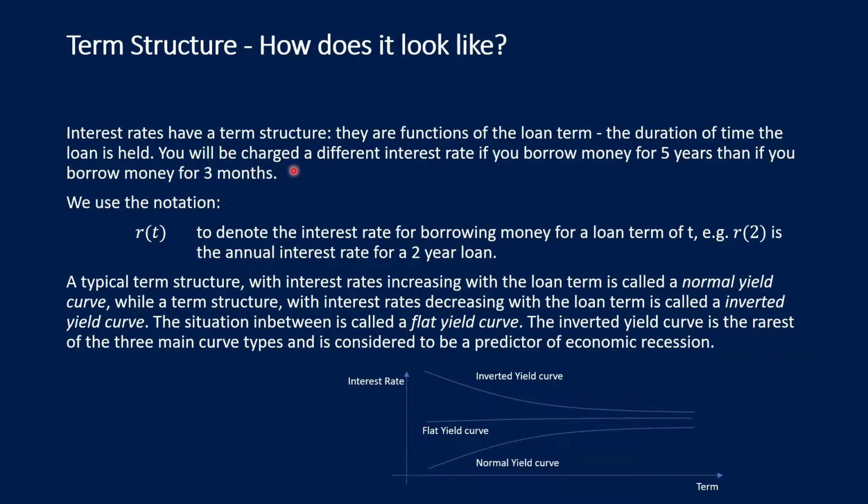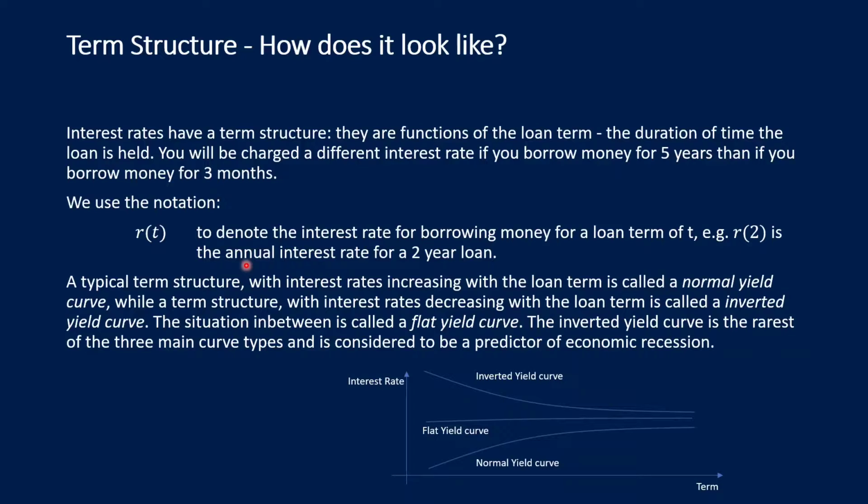So we need a certain notation for that. We again use the small r, of course, but we put some brackets with t in there, so we put the term in. So as an example, r(2) is the interest rate for a 2-year loan, but still it's an annual interest rate, so the interest rate that will be levied for 1 year, not for 2.